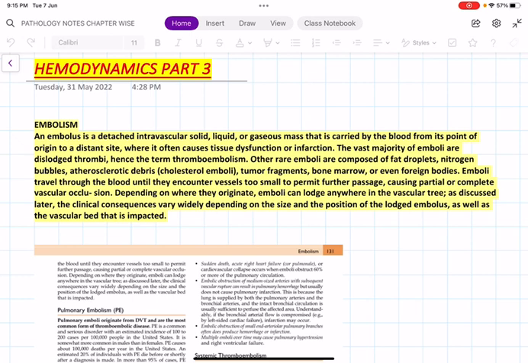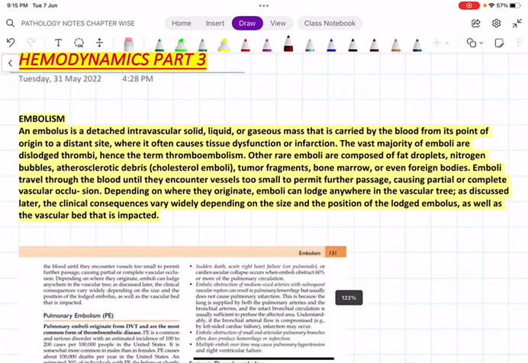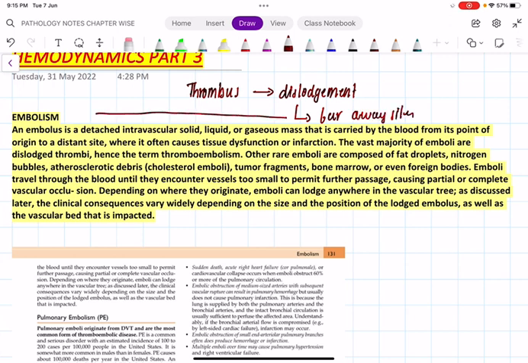Today we will be discussing a very important concept, which is nothing else but embolism. Last session I told you that we have thrombus. When this thrombus undergoes dislodgement and reaches faraway sites, the end result is embolism.